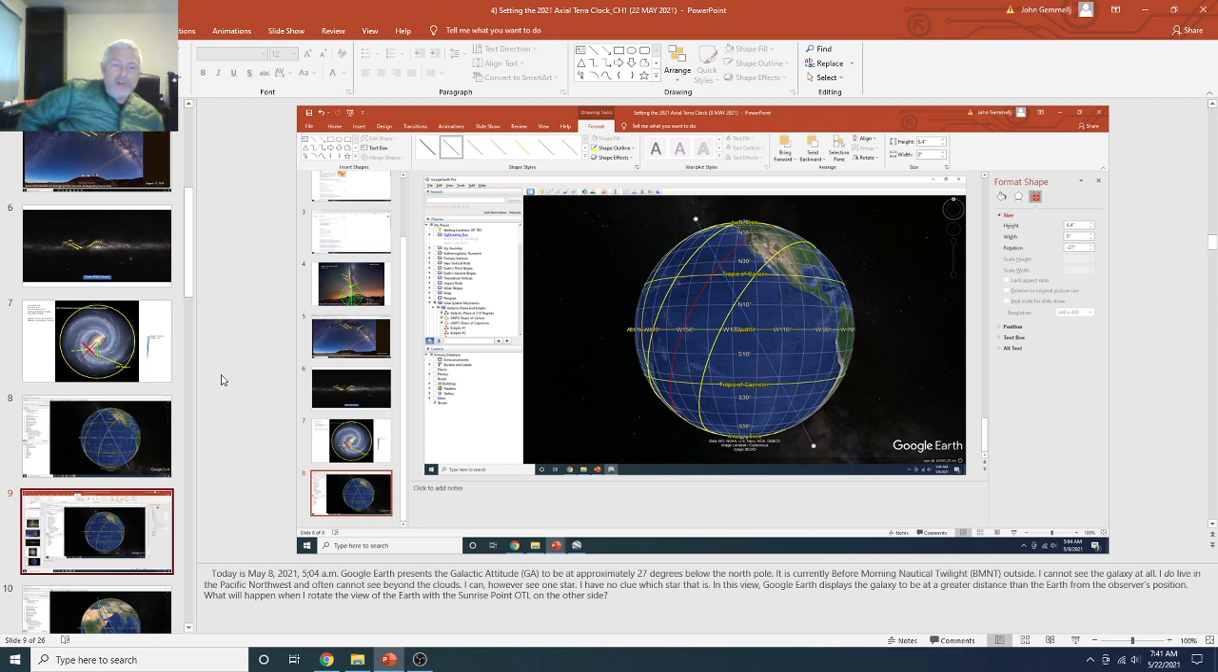And often cannot see beyond the clouds. I can, however, see one star. I have no clue which star that is. In this view, Google Earth displays the galaxy to be at a greater distance than the Earth from the observer's position. What will happen when I rotate the view of the Earth with the sunrise point on the other side?